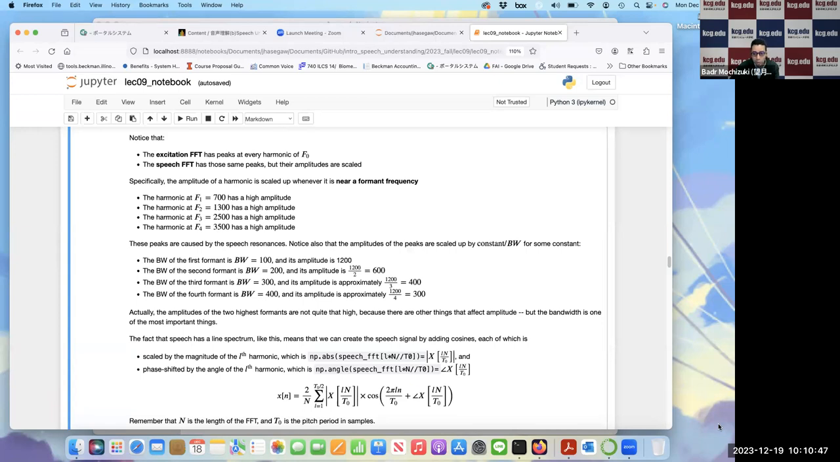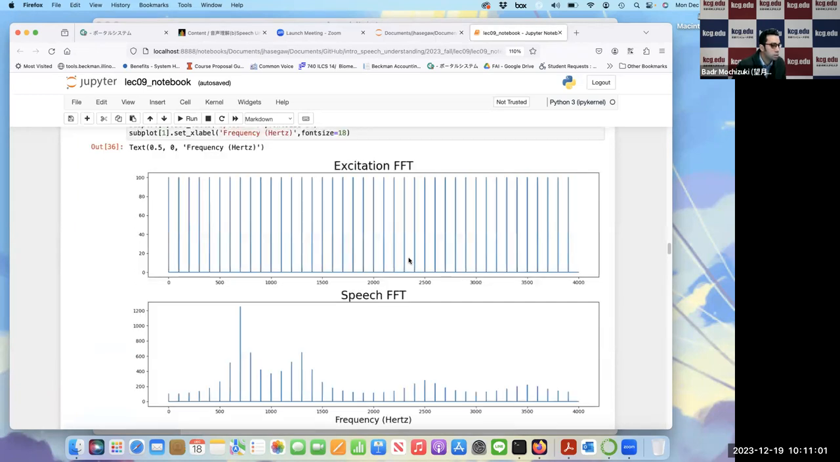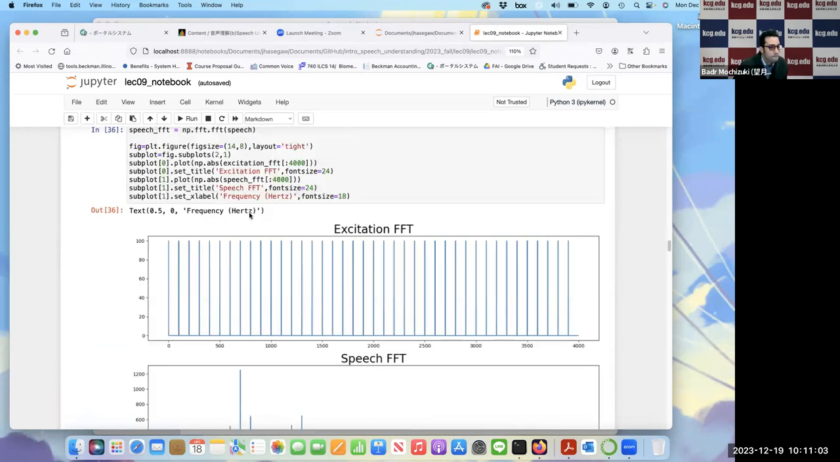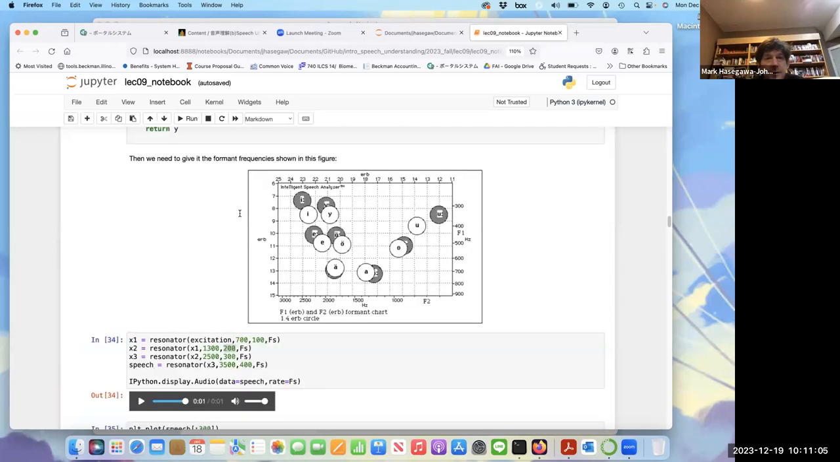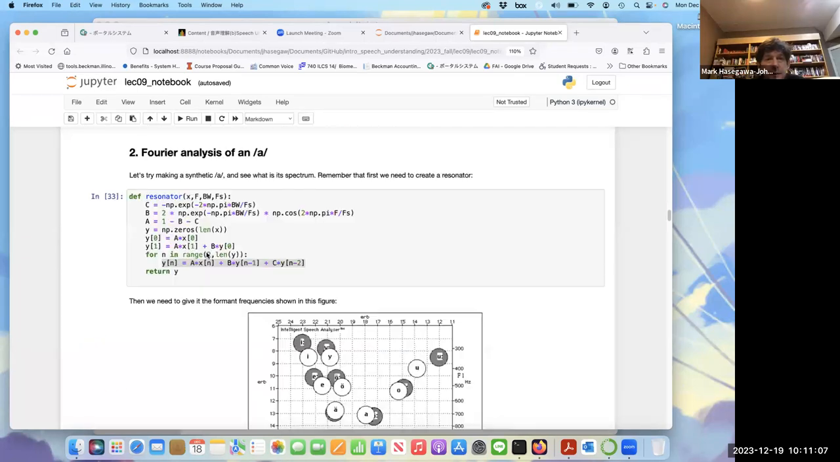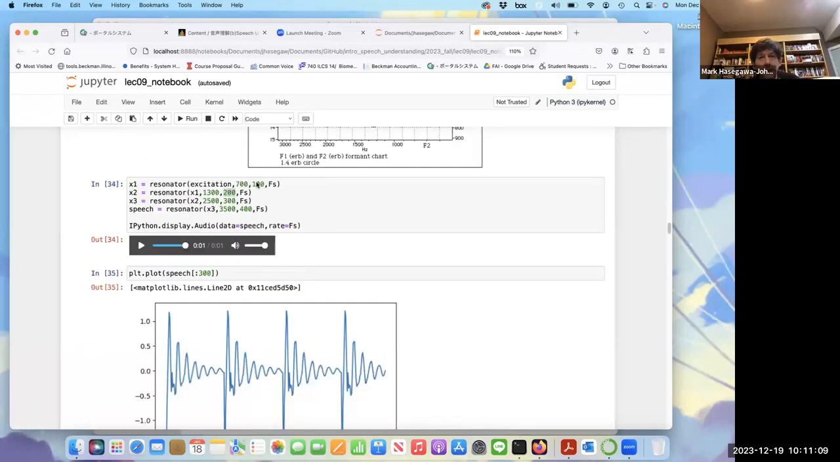Could you please change the bandwidth to see how the speech FFT changes? Yes, let's try that.